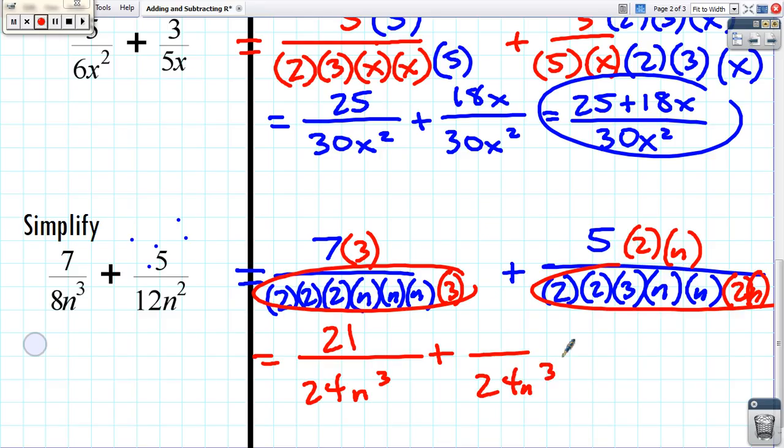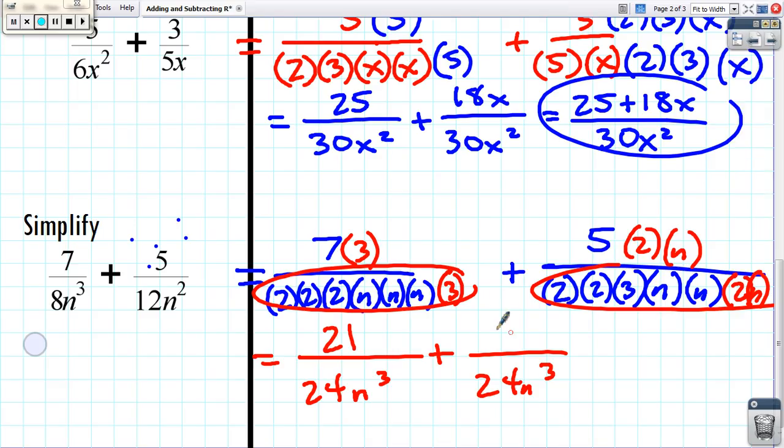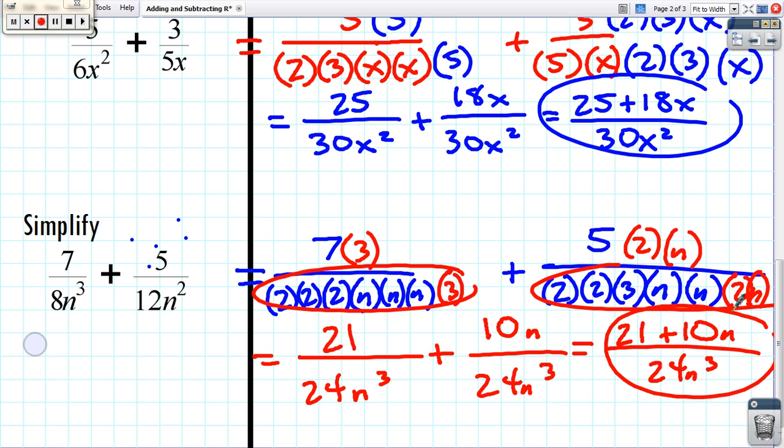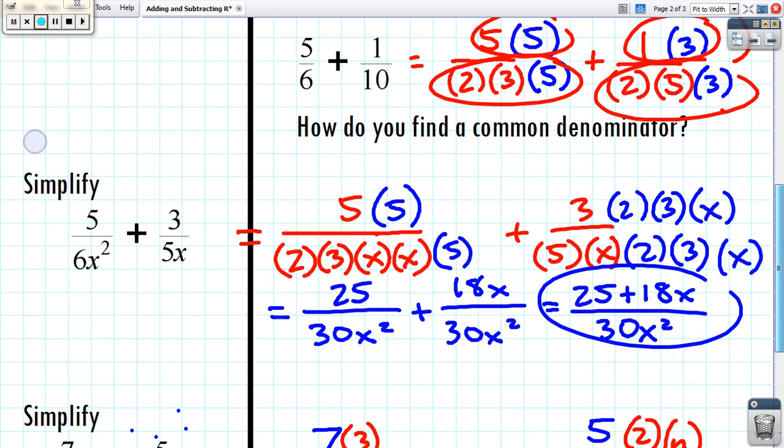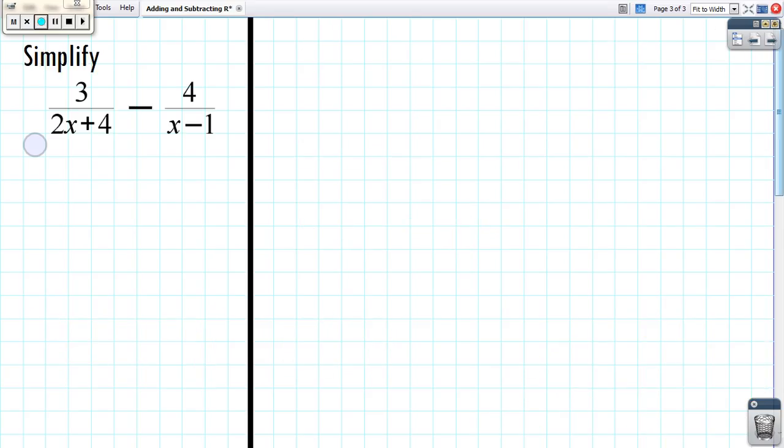Now I have my common denominator. 5 times 2 times n is, oops, ignore that. This pen skipped. Should be 10n. Okay, add up the numerators. 21 plus 10n over 24n to the third. And once again, I look to see if I can simplify it, and in this case we can't, so that would be my answer. Okay, so it's basically taking our understanding of adding regular fractions and moving on to rational expressions. Now let's try 2 more.